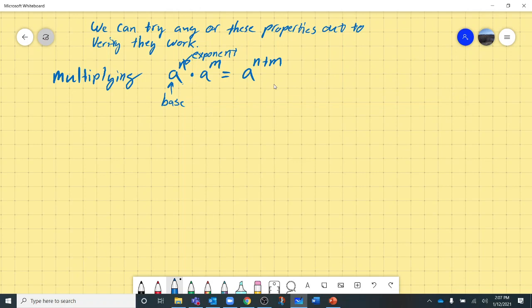So let's look at this. If we had 4 squared times 4 to the third power, that would give us 4 to the fifth power. And if you want to multiply that out, put that in a calculator, 4 to the second power is 16. 4 to the third power is 64. And so look at that on our calculator. 16 times 64 is 1024. And if you similarly do 4 to the fifth power, it is also 1024. Okay, so you can verify that. And this will always be true.